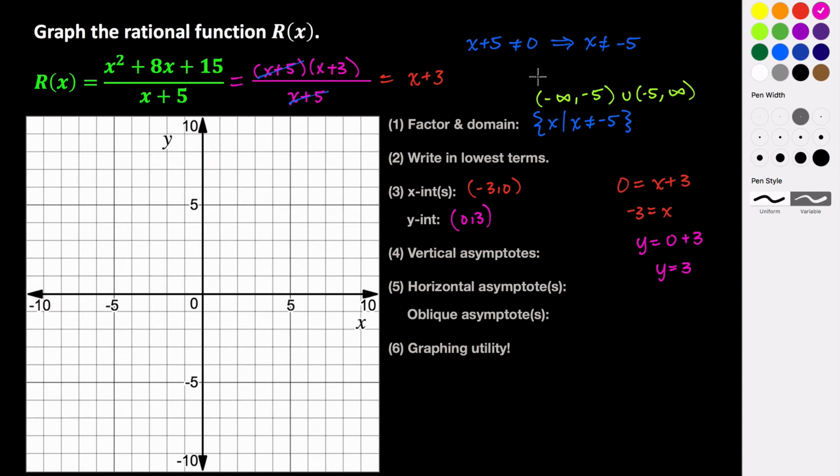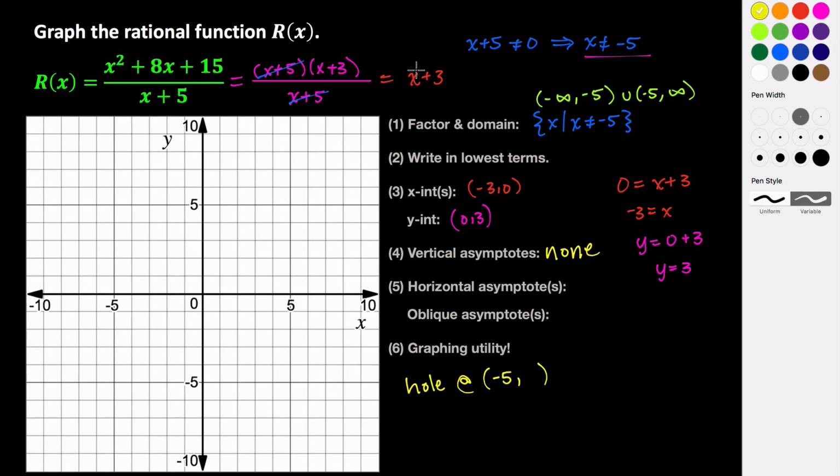Vertical asymptotes. So remember, vertical asymptotes come from domain restrictions. But because our only domain restriction, this one here, is one that can be removed, right? When we simplified it, it went away. That actually doesn't give us a vertical asymptote. That's going to give us a hole. So there's actually no vertical asymptote, but we will have a hole. So this is like an added bonus at negative 5, comma, something.